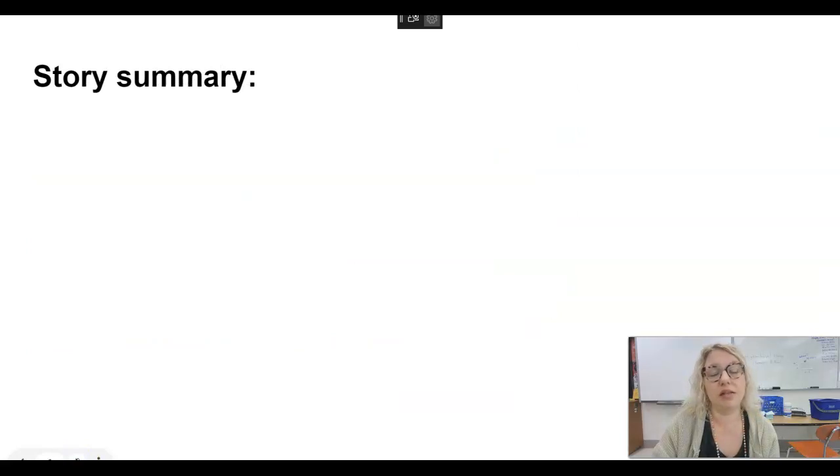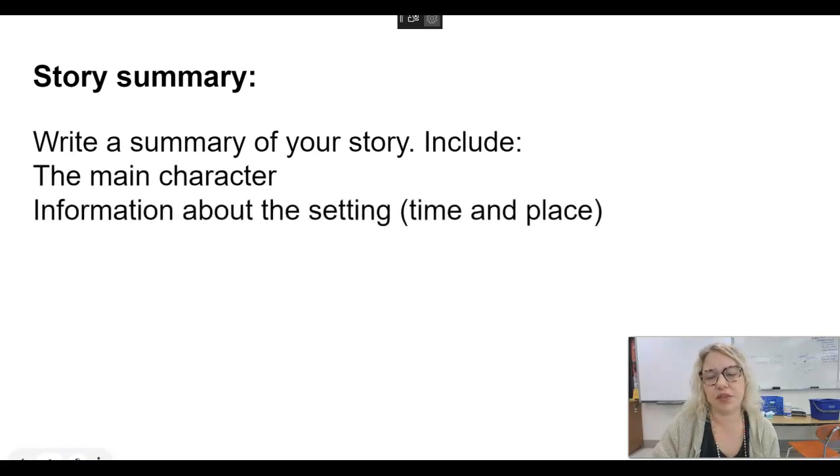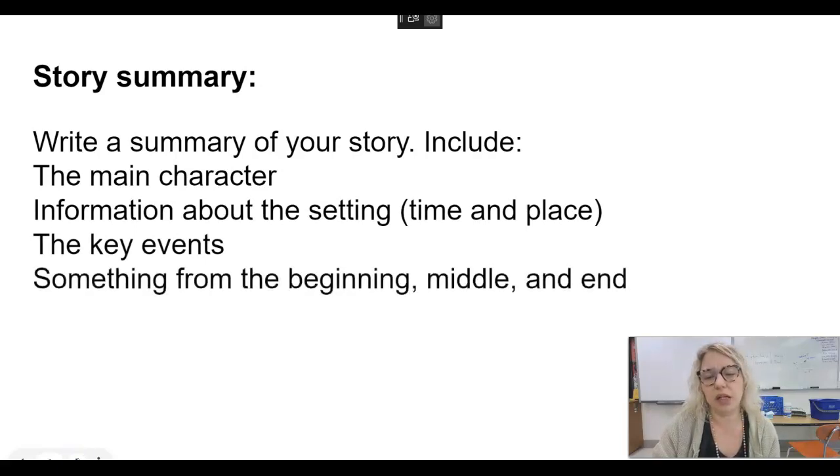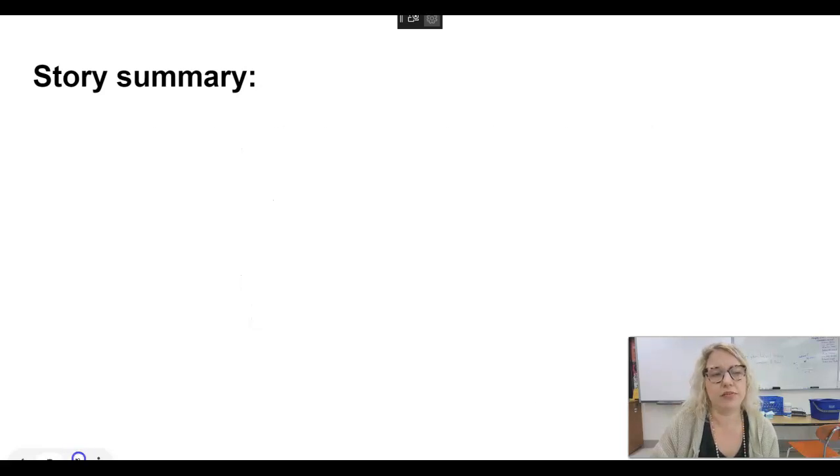Then I want you to write a summary of the story. Include in your summary the main character, information about the setting, that's time and place, the key events of the story, something from the beginning, middle, and end, and important details that need to be understood in order to understand the story. Here's my example for Spider the Artist.